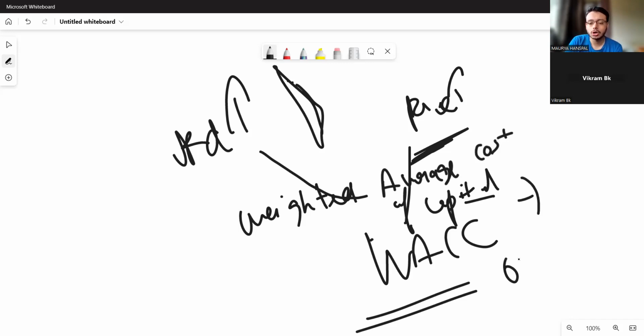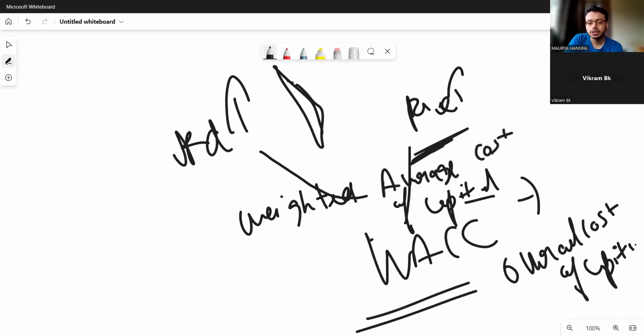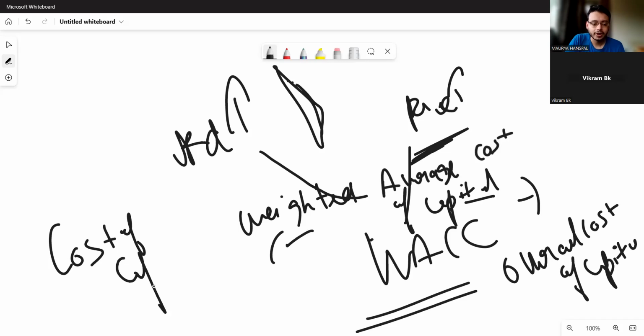Your WACC is also called your overall cost of capital. Overall cost of capital or weighted average cost of capital. It is also called just the cost of capital. Whenever you are talking about cost of debt, it is your debt related cost, cost of equity, or equity related cost. But if someone says just the cost of capital, it takes into consideration both the cost of debt and cost of equity. It is the same as the weighted average cost of capital or the overall cost of capital. Okay, that we will understand.